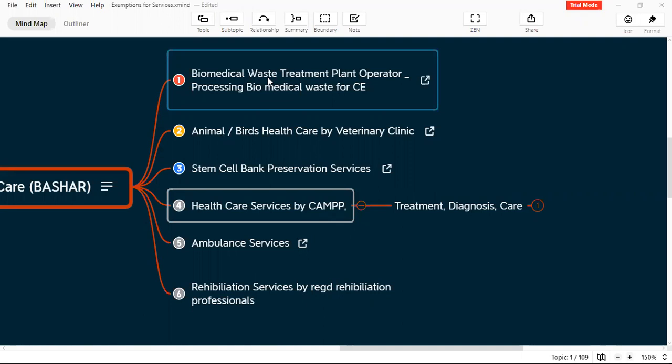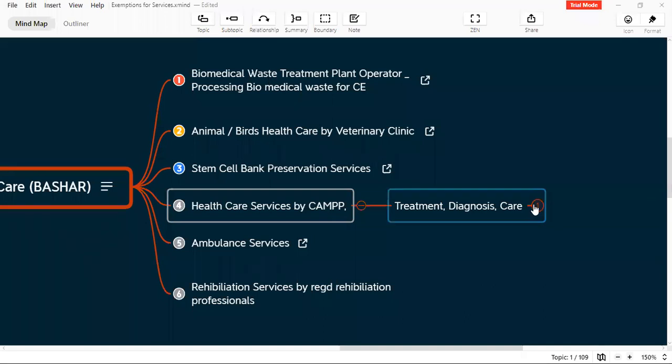Paramedics are somebody who assists the doctors in effectively completing their services. So healthcare services provided by them are being given exemption. And when we say healthcare, it represents treatment, diagnosis, and care. So we have now covered what activity is covered and who has to do that.